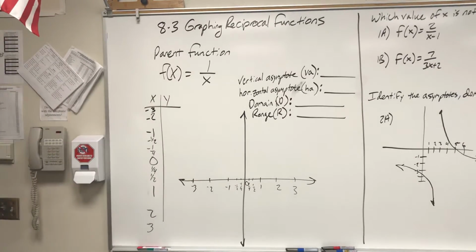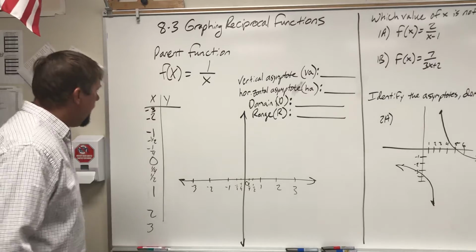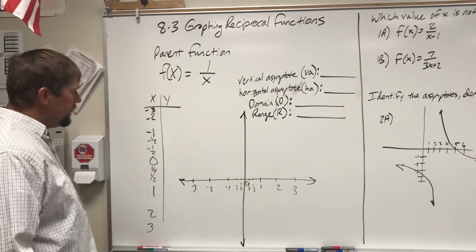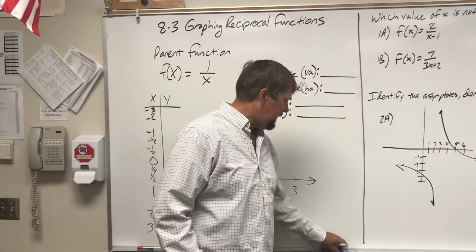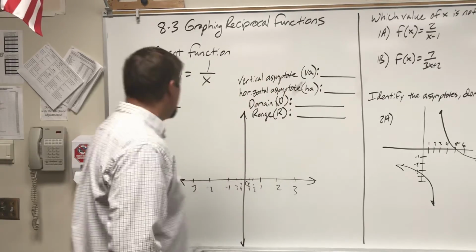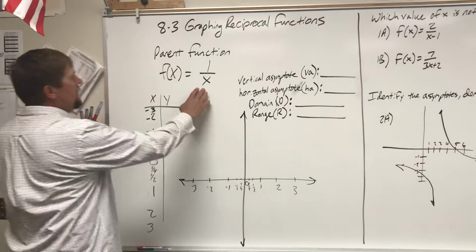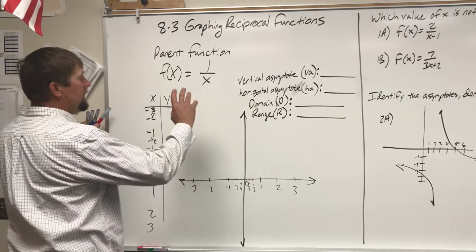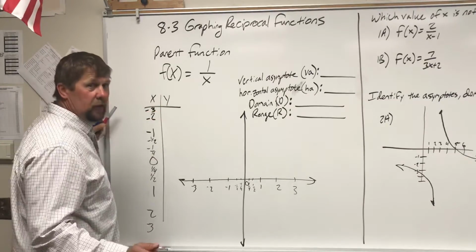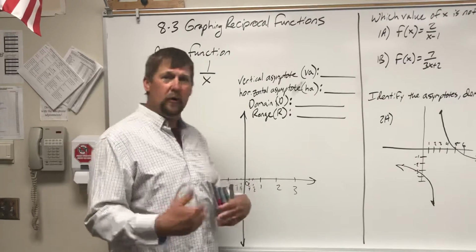You have y equals 1 over x, or f of x equals 1 over x. That's the simplest reciprocal function there is. So let's go through this one and talk about what happens and get an idea of where we're at with this type of problem. When you look at this and you put in a value for x, basically that value is the reciprocal of what it's going to be. So in other words, you put x in, y is the reciprocal of x.